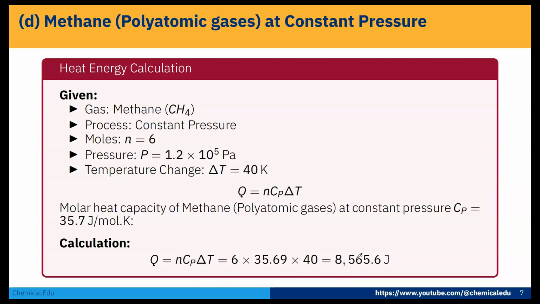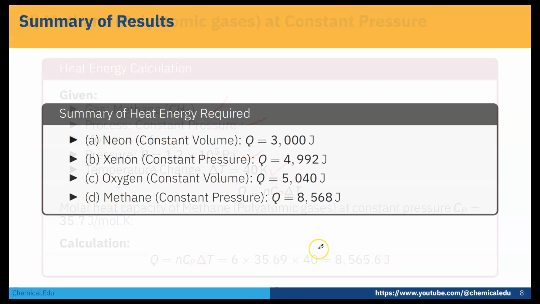And then methane, which is a polyatomic gas, at constant pressure. The molar heat capacity of methane at constant pressure, CP, is 35.7 joule per mole Kelvin. Here the given data: gas is methane, process is constant pressure, moles n is 6, pressure P is 1.2 × 10^5 Pascal, temperature change delta T is 40 Kelvin, and Q is n CP delta T. If I plug all this in, 6 into 30.169 into 40, that is 8565.6 joule.